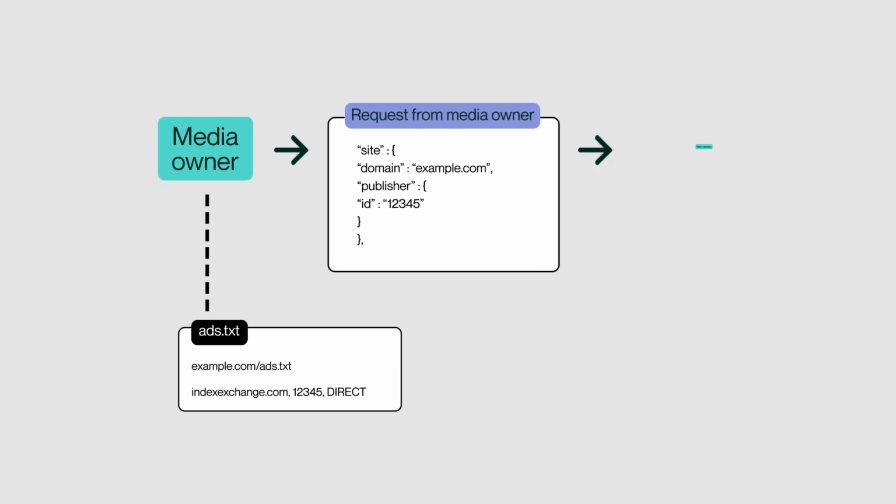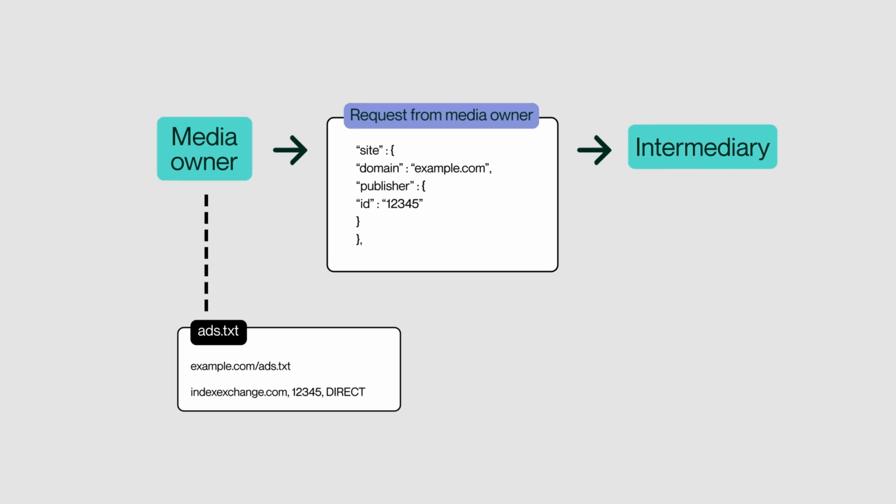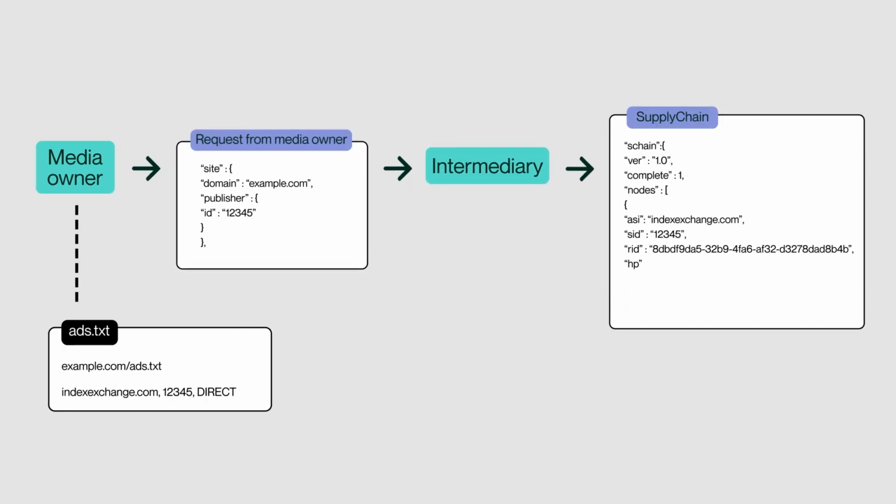This bid request is passed to the SSP or intermediary who will add their S-chain node to identify that they are involved in the sale of the impression opportunity. The S-chain will contain their own domain, the seller ID, and other identifying information. The seller ID should match the ID number that is hosted in the media owner's ads.txt file.